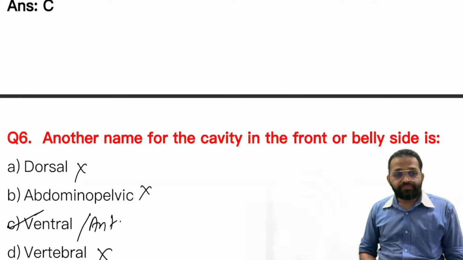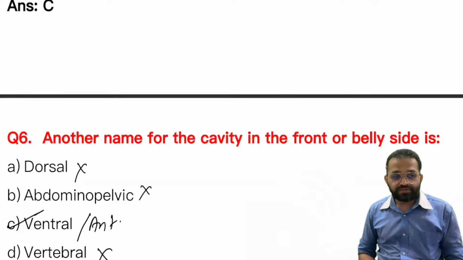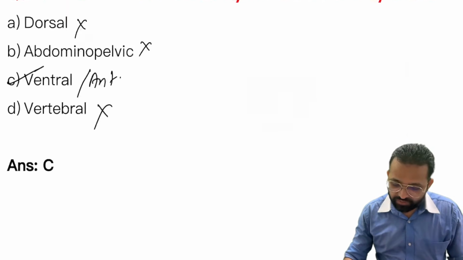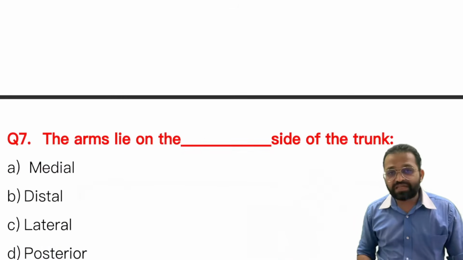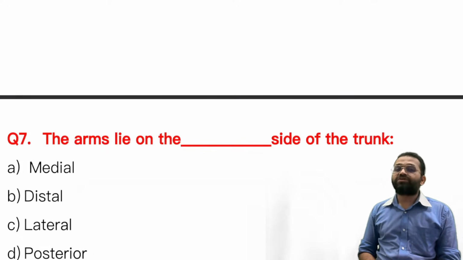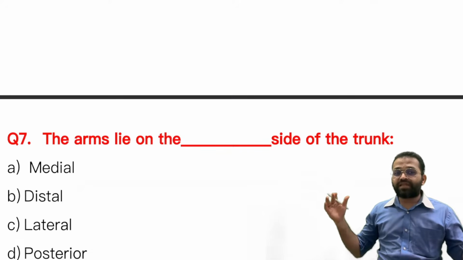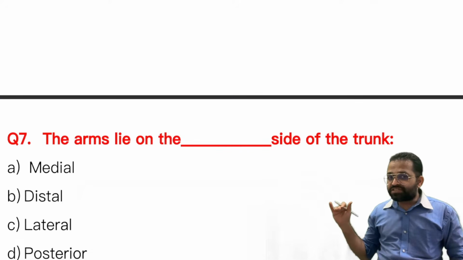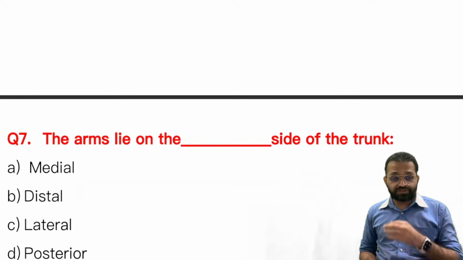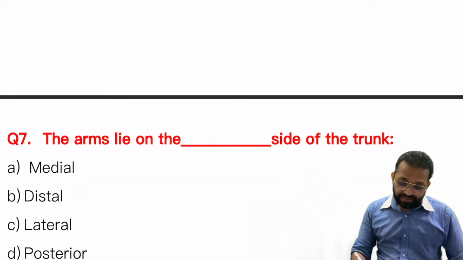Agree? Fine. Right. Okay, Sakshi. Yes. Very good, Millie. Now come to the next. The arms lie on the side of the trunk, fill in the blanks. So arms lie: medial, distal, lateral, posterior. Now you have to think that they are asking about the anatomical position. Yes, correct. Answer is C.